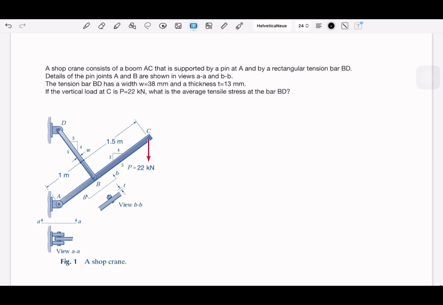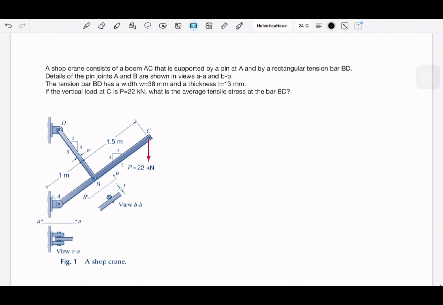If the vertical load at C is 32 kilonewton, what is the average tensile stress in the bar BD? So BD is here with 38, and then the thickness is going to be that part, okay, this part. And then it gives you the ratio 3:4:5. This is to get the angle, or to get how we can separate the forces and make them into X and Y components, right?